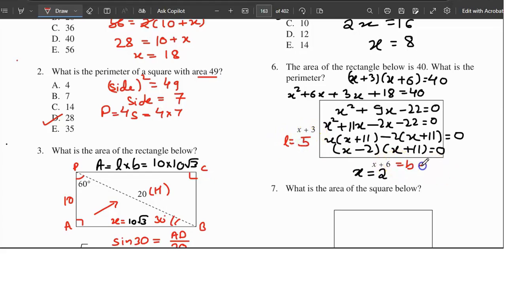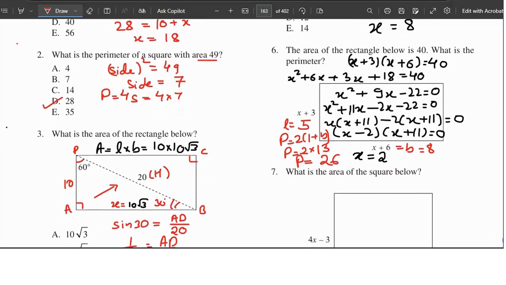This breadth will be equal to 2 plus 6. That is 8. Now the perimeter is 2 times L plus B. So perimeter should be equal to 2 times length is 5 and breadth is 8. So 2 times 5 plus 8, that is 2 into 13. So the answer is coming as 26. What is the perimeter? The perimeter is equal to 26.